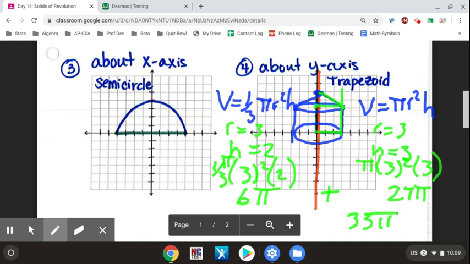I hope that helps you. I did the first one and what I think is probably the most challenging one. The other two, just draw your solid around like I have and then figure out your shape.